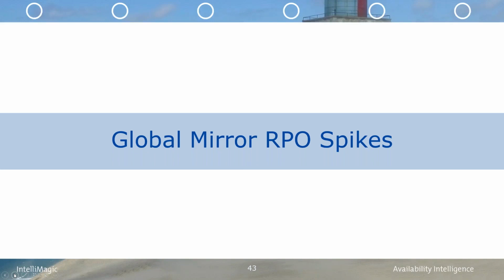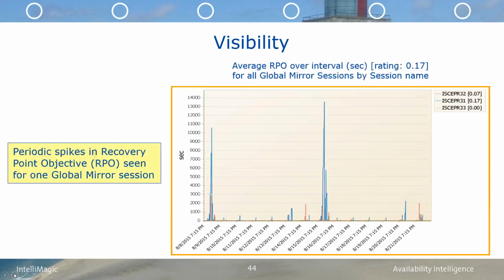Data about the global mirror sessions is recorded in SMF type 105 records, which IntelliMagic Vision can analyze. By observing patterns and using drill downs, the root cause of the issue may be determined. So let's move to the next slide, please.